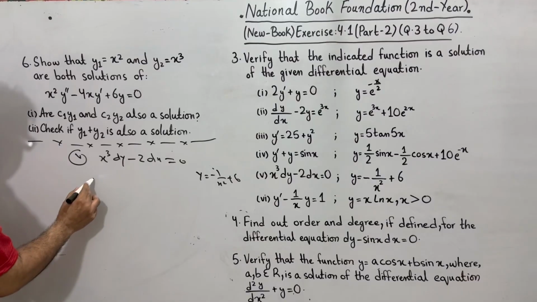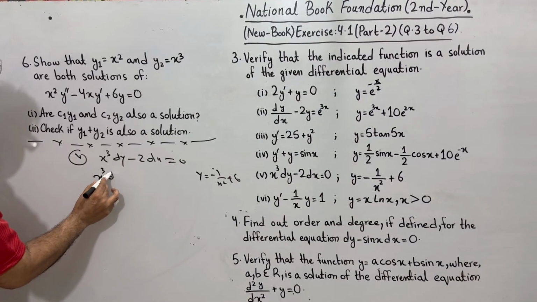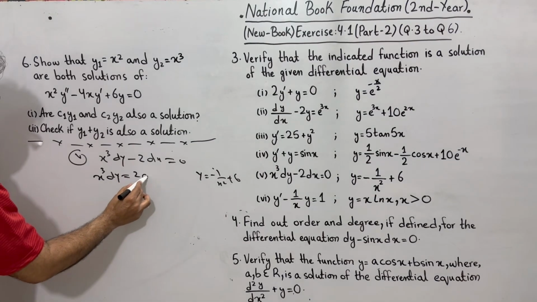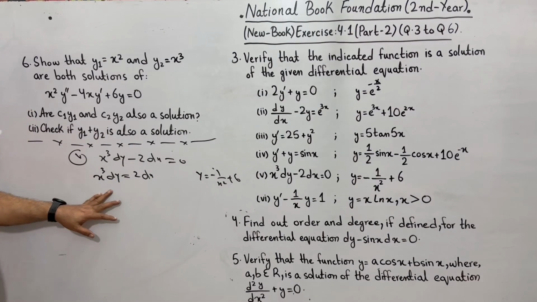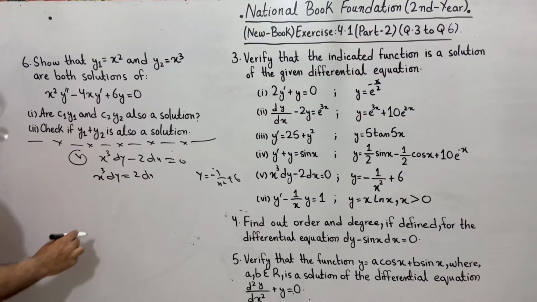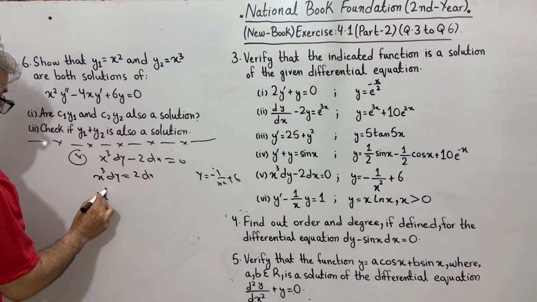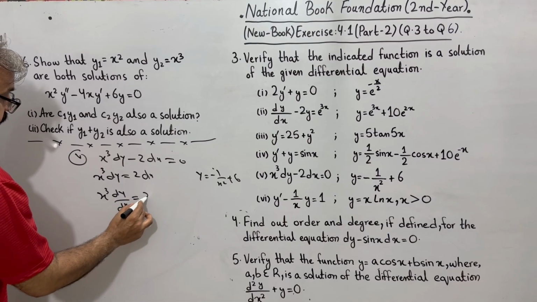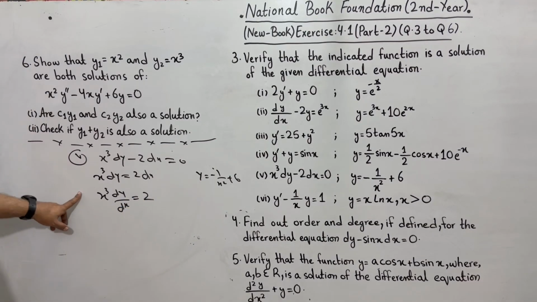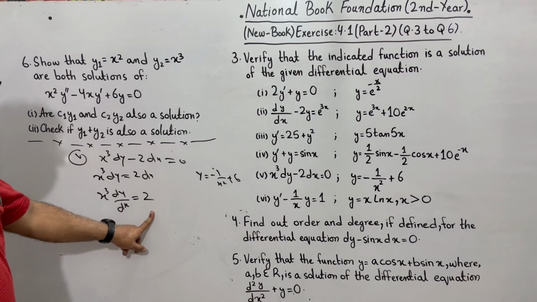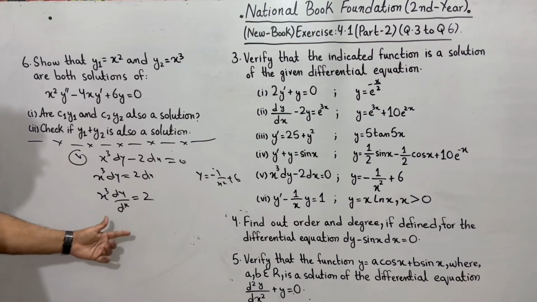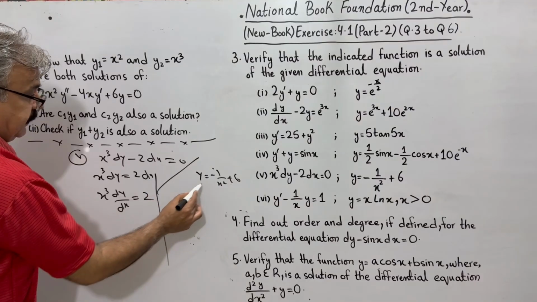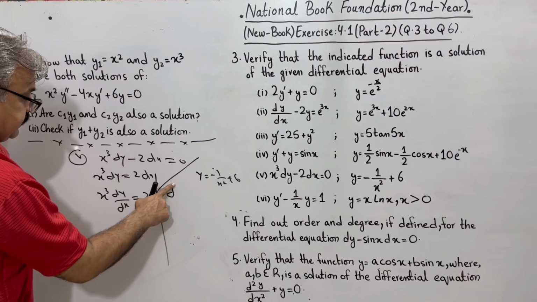Okay, this one. I can write this as x cube dy, shift the 2 dx to the right-hand side, equal to 2 times dx. We are interested in the ratio dy over dx, so shift dx here: x cube dy over dx is equal to 2. Differentiate this equation one time, dy over dx.